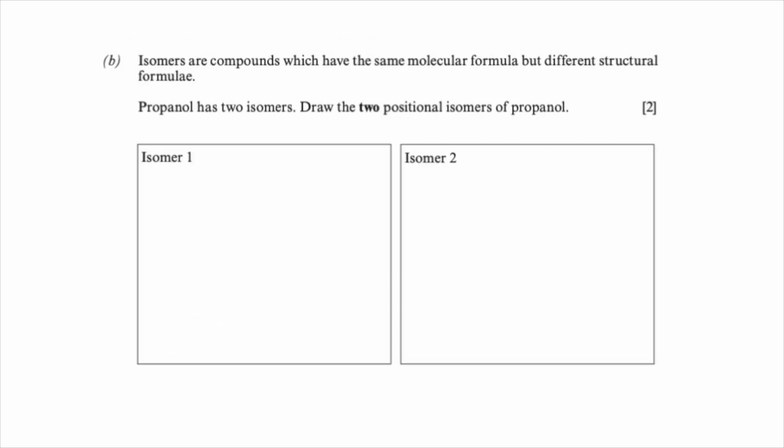So here's question 2B. So the question is saying that isomers are compounds which have the same molecular formula but different structural formulae. And then it's asking you to draw the 2 positional isomers of propanol. Pause the video, have a go at it, and then we'll go for the answers.